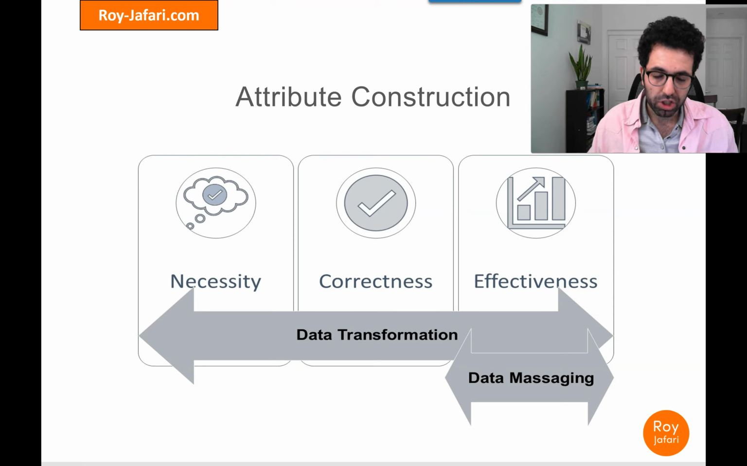Alright, before finishing this video, let's talk about whether attribute construction is data massaging or not. If we pay attention to all of the examples that we saw, except the last one, we had other choices. We didn't have to do the data transformation. We only did it to be able to have a more effective analysis. So for all of those, we had data massaging.